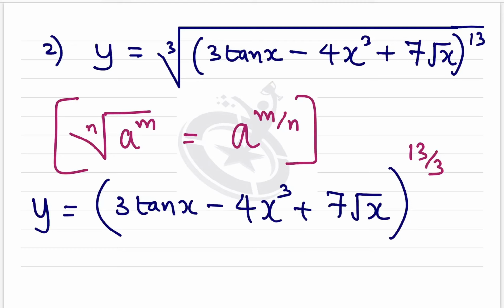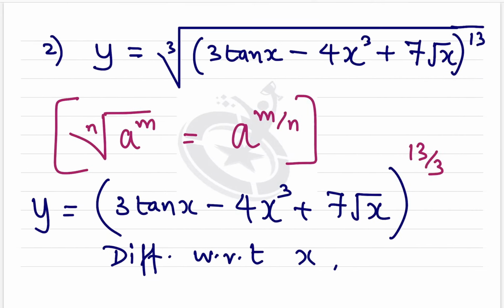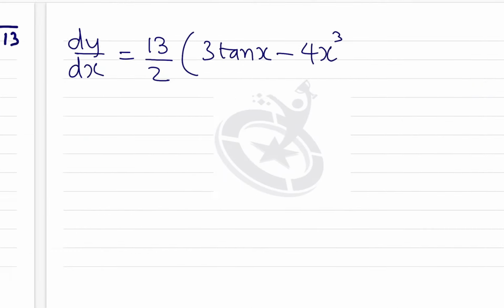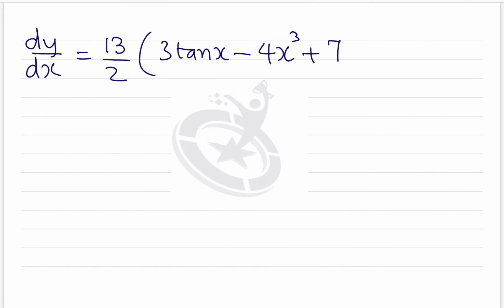Now check and tell me what type of function this is again. This is f of x raised to n. So you differentiate and solve the sum there. Come on. So we write this as differentiating with respect to x. Please write the word differentiating in full in your board exams. So dy by dx will be equals to 13/3 times the whole bracket, the bracket was 3 tan x minus 4x cube plus 7 root x, f of x raised to n minus 1.